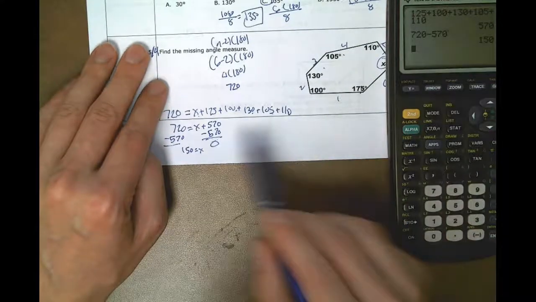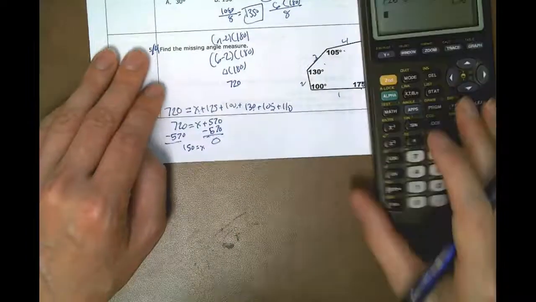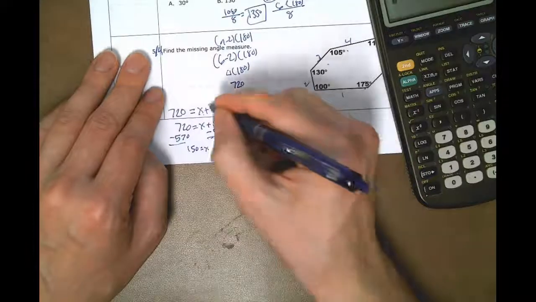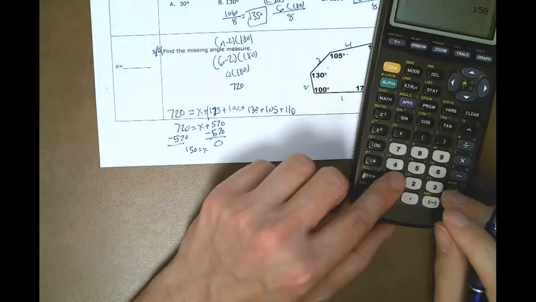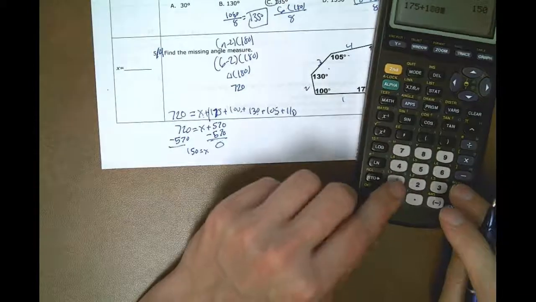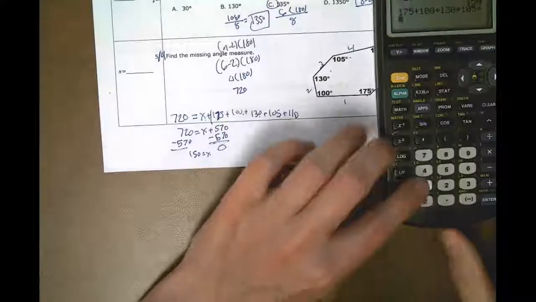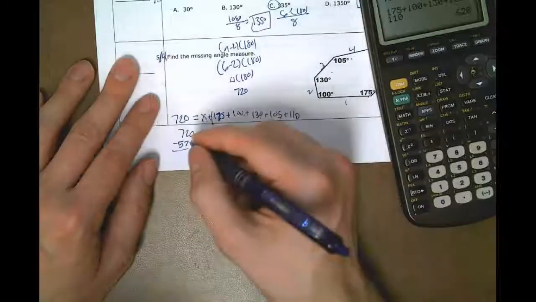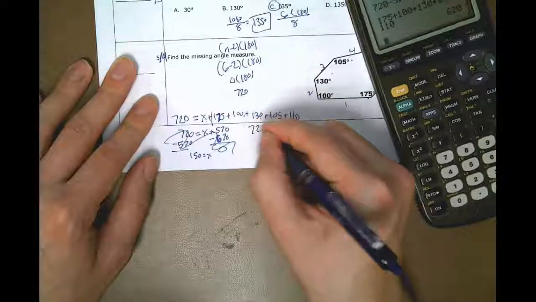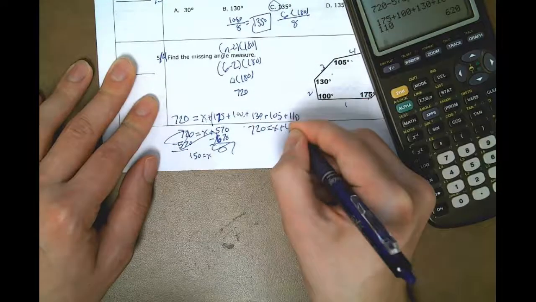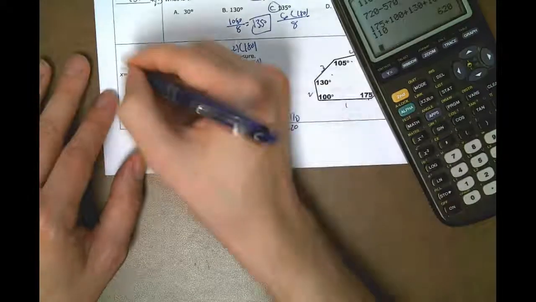Oh, that's 175, not 125. So we need to re-add all these. That's a 7, not a 2. So 175 plus 100 plus 130 plus 105 plus 110 is 620. So it would actually be 720 is equal to x plus 620. X is equal to 100 after you subtract those two.